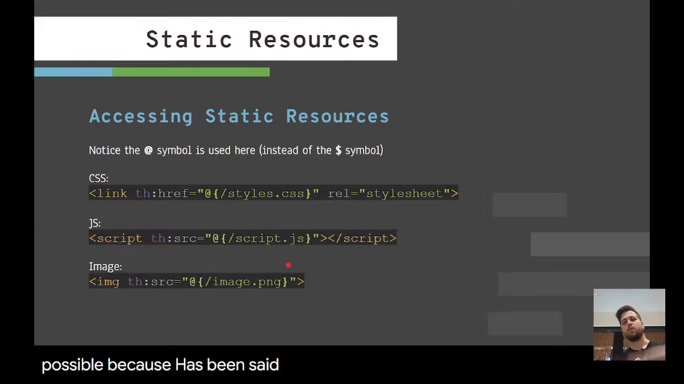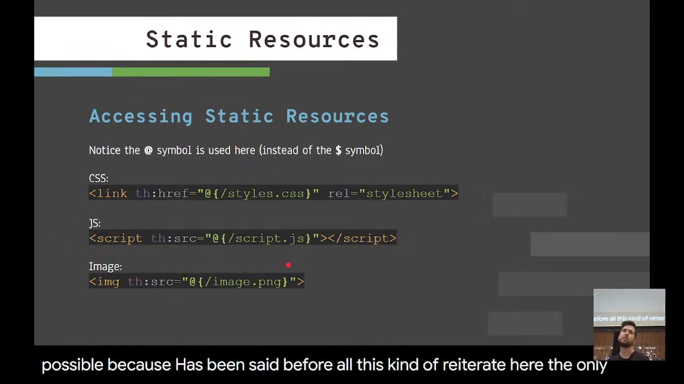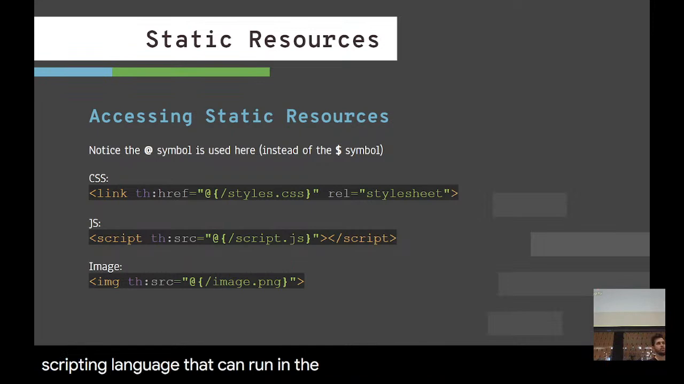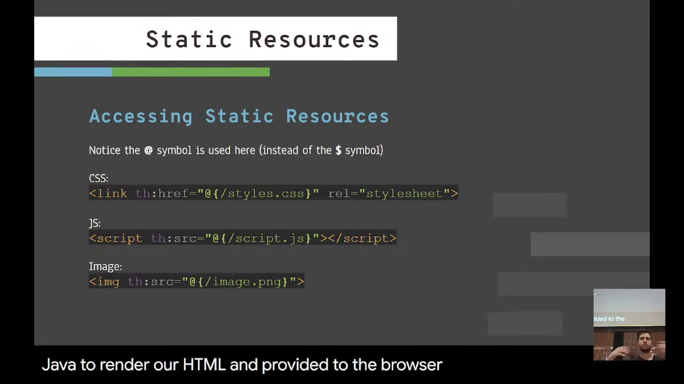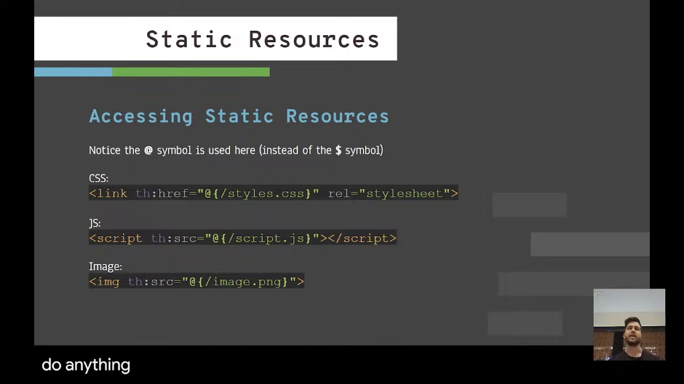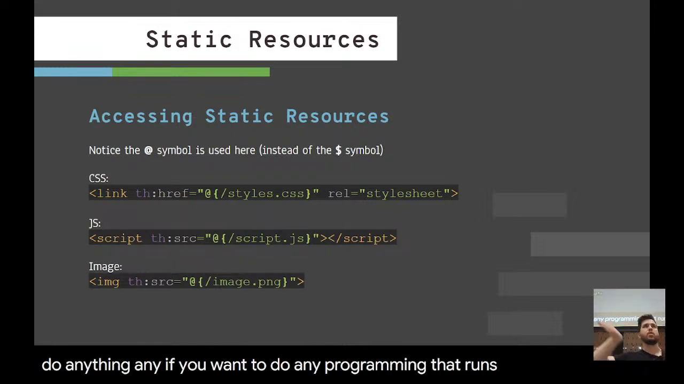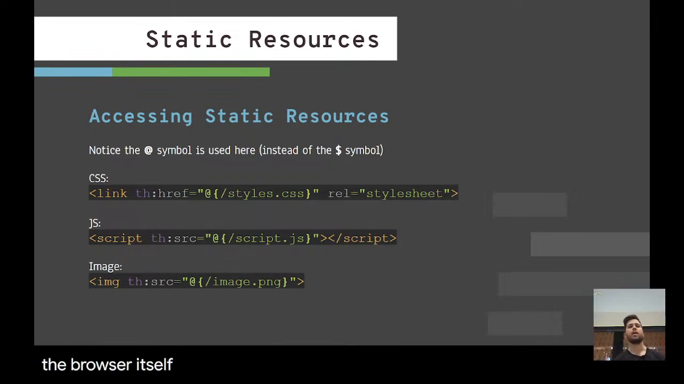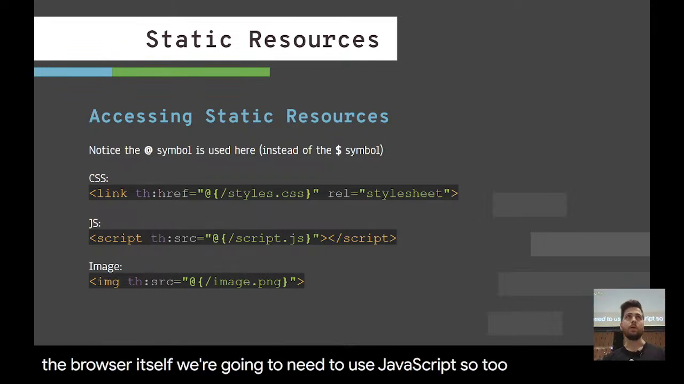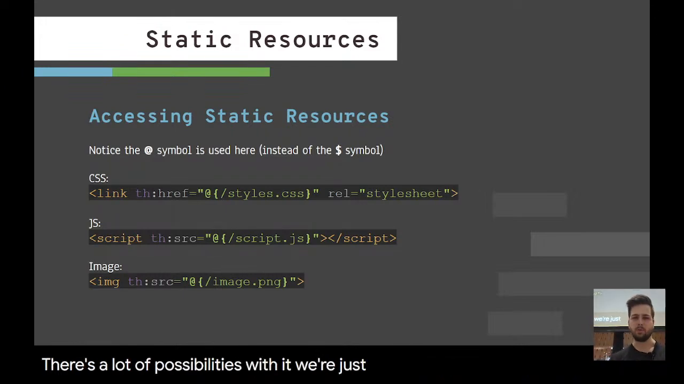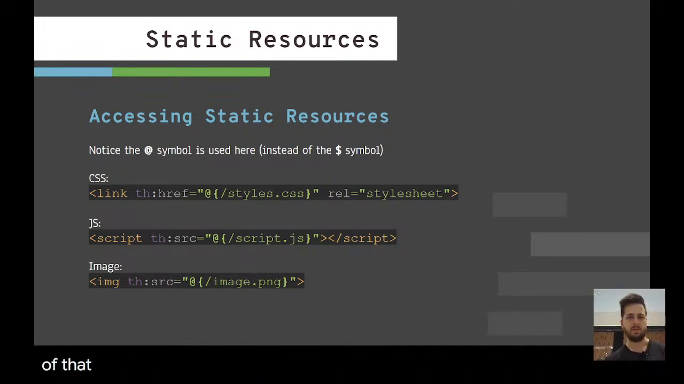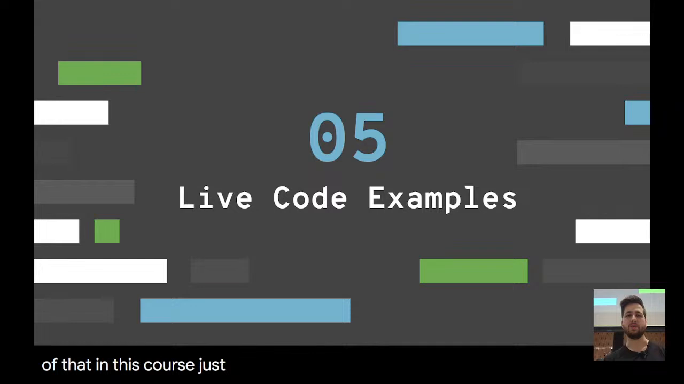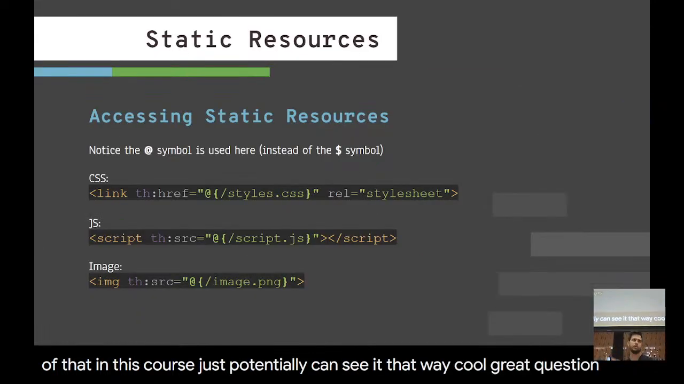as has been said before, I'll just reiterate it here. The only scripting language that can run in the browser is JavaScript. And so we're using Java to render our HTML and provide it to the browser to view. But if we want to do any programming that runs in real time inside the browser itself, we're going to need to use JavaScript. So it's a great question. There's a lot of possibilities with it. We're just unfortunately not going to see much of that in this course. Just potential, you can see it that way. Cool, great question. Other questions?